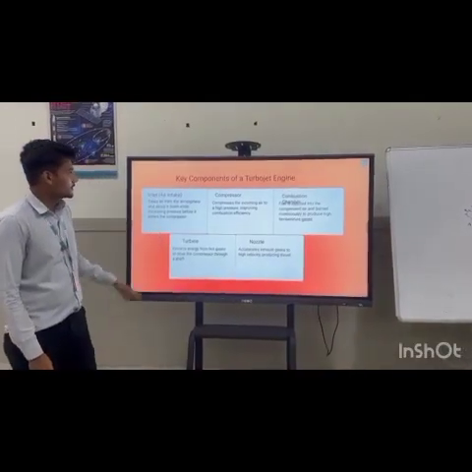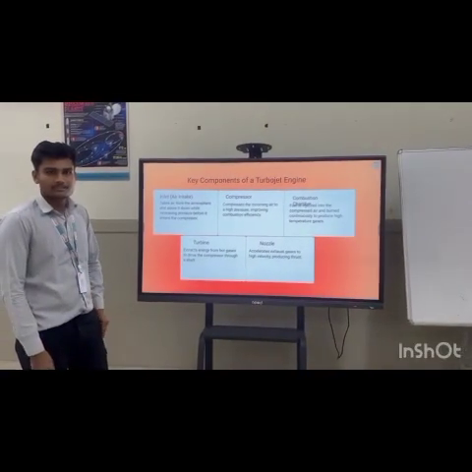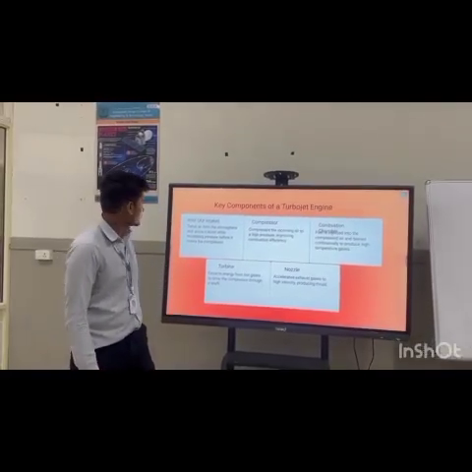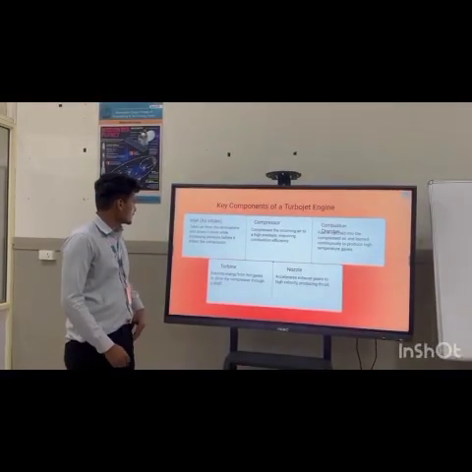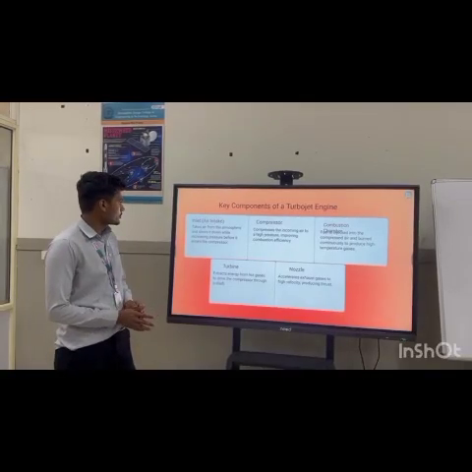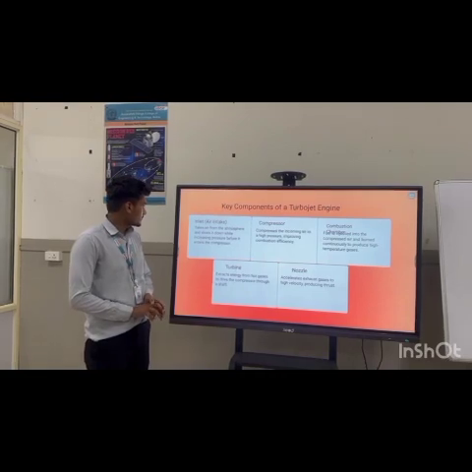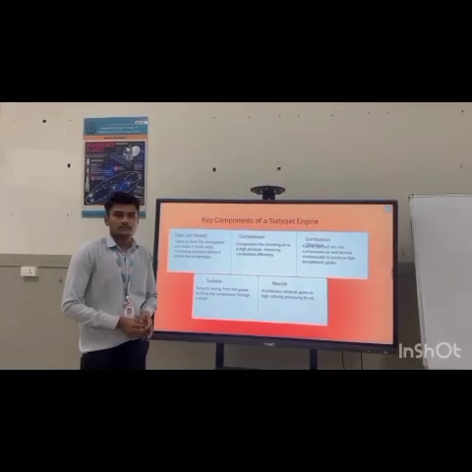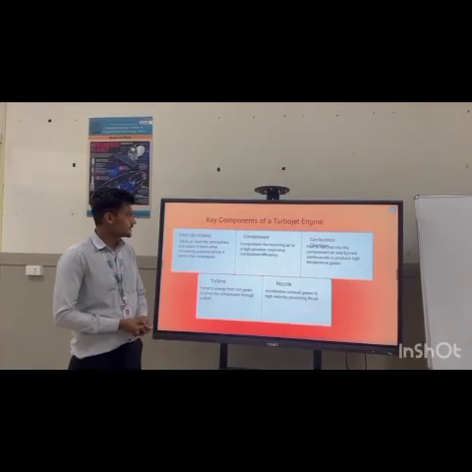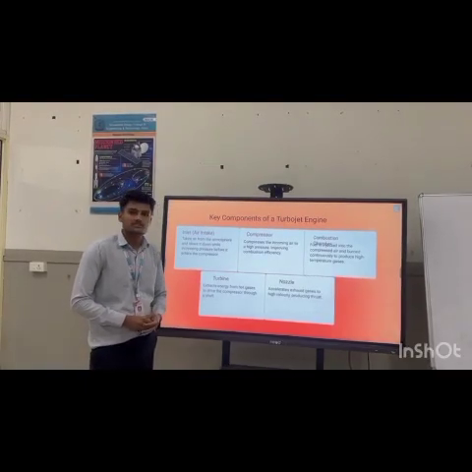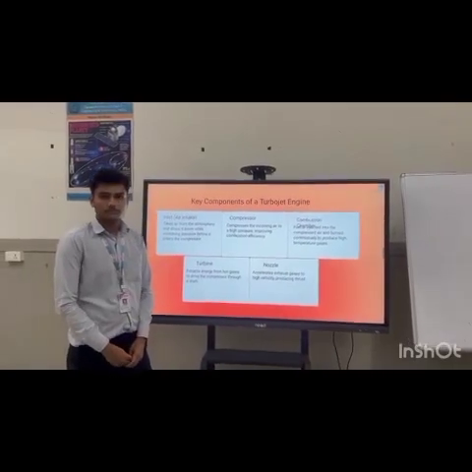These are the major components of the turbojet engine. The first is the air intake. It takes in airflow from the atmosphere and slows it down while increasing pressure before it enters the compressor. Second is the compressor, which compresses the incoming air to high pressure, improving combustion efficiency. Third is the combustion chamber.